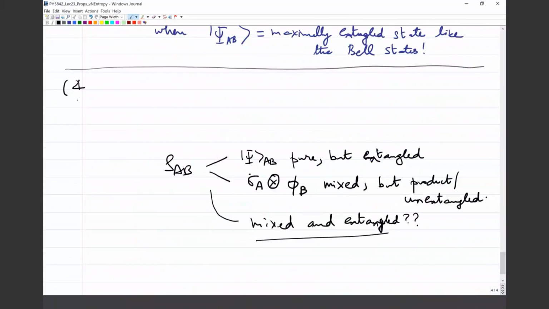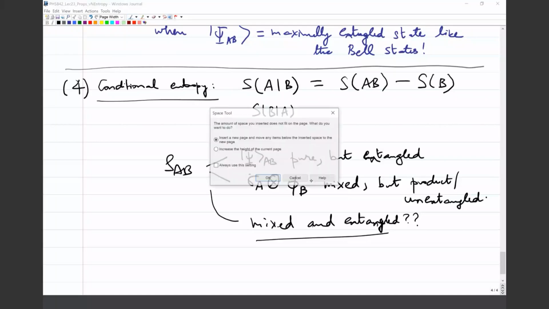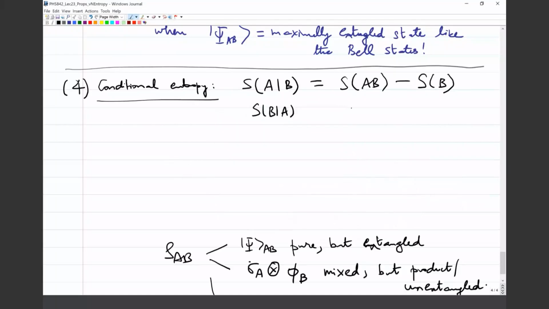So I want to talk about conditional entropy. So what is a conditional entropy? This is S(A|B). Like in the classical case, we define it to be the joint entropy S(AB) minus S(B), right? Similarly, you can define the other conditional entropy S(B|A), which is basically again the joint entropy minus S(A).